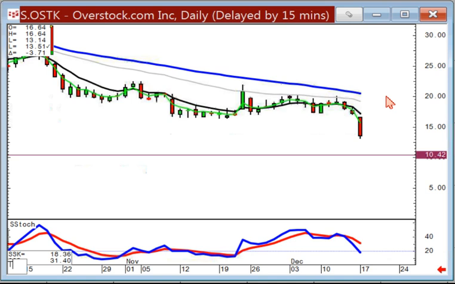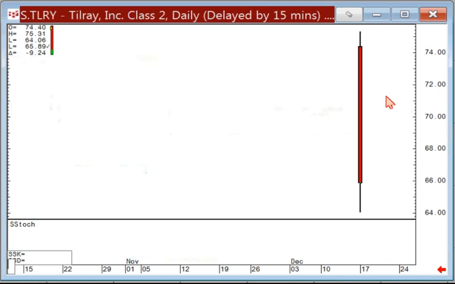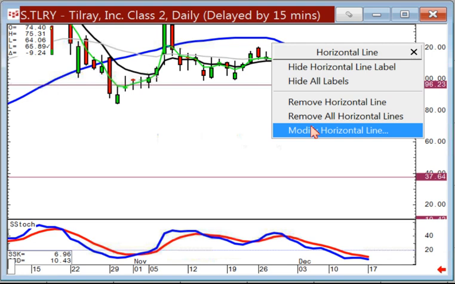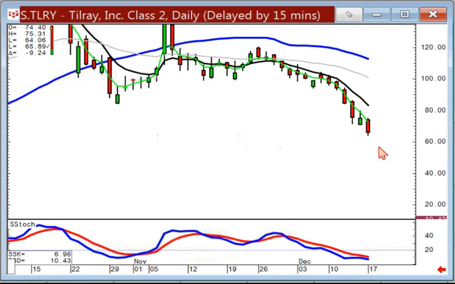Now, the TLRY. Notice when they sold this or got this one below the T-line, there hasn't been any buying since then. Now, would I short this here? No, not with it down here in the oversold area. If I was short, I would stay short.